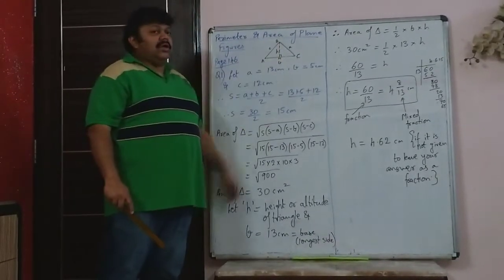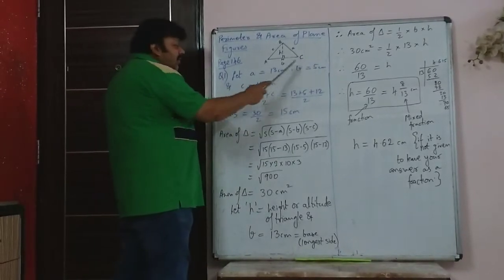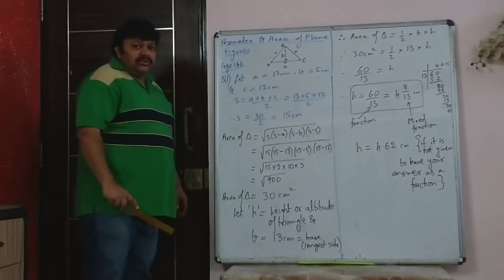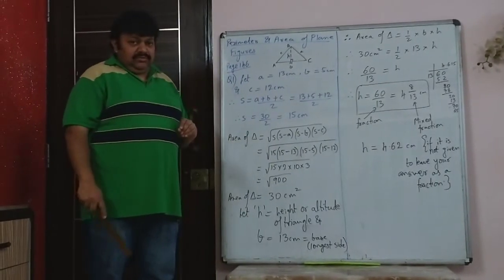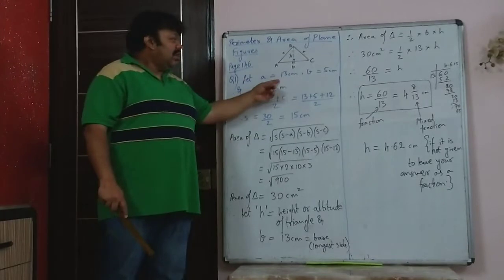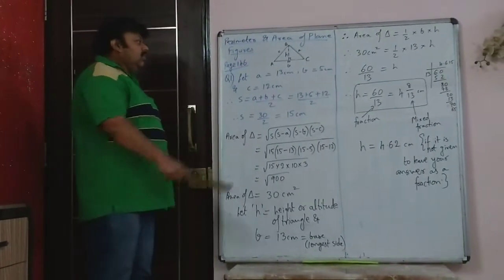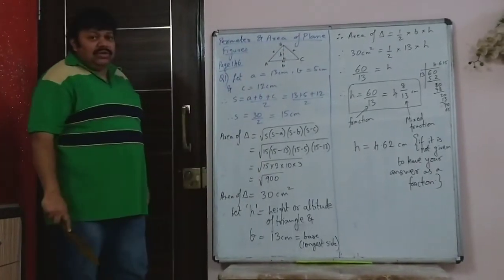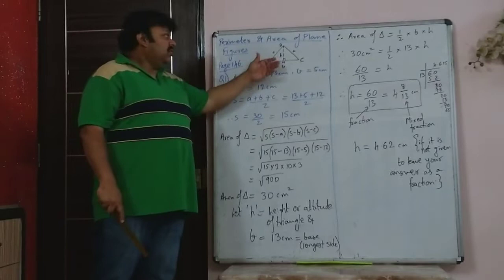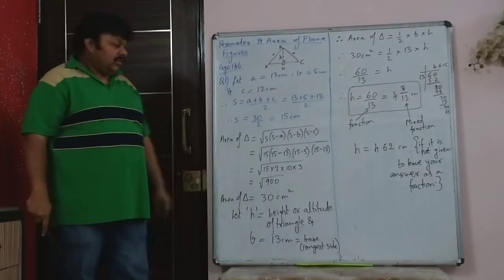Three sides of the triangle, that is A, B and C, are given: 13 centimeter, 5 centimeter and 12 centimeter. Now you are asked to find the height of the triangle with the longest side, that is 13 centimeter, as the base. So first, we don't have any height given to us. So first thing we need to do is find the area of this triangle using Heron's formula.